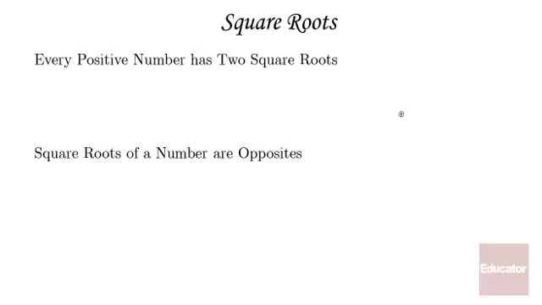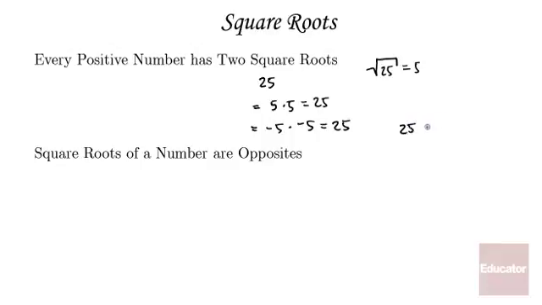Every positive number has two square roots. For example, the square root of 25 is 5. But if we're just going to talk about the roots of 25, there are two ways you could equal 25. You could say 5 times 5 equals 25, or you could say negative 5 times negative 5 equals 25. So notice here that the square roots of the number are opposite. The roots of 25 are both 5 and negative 5. The numbers are opposites.